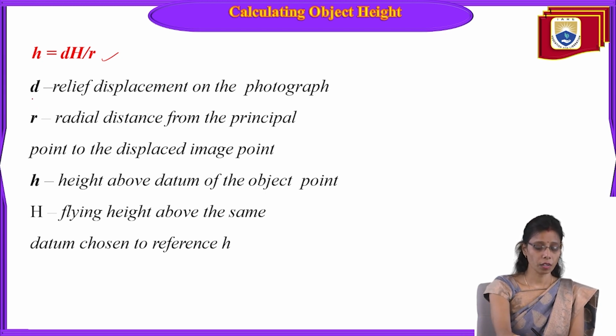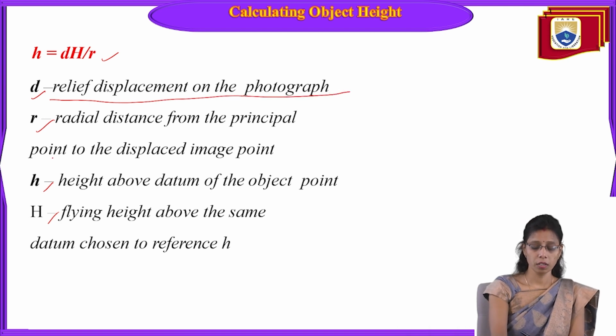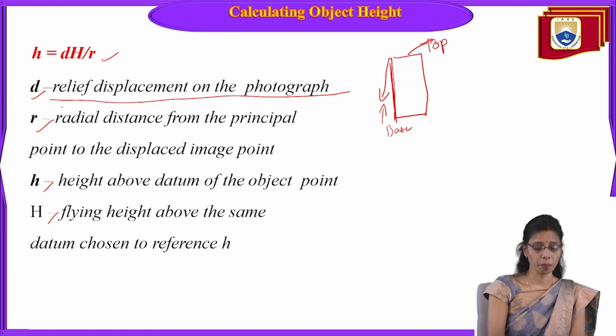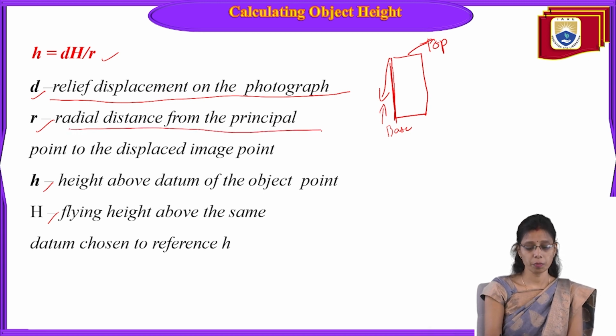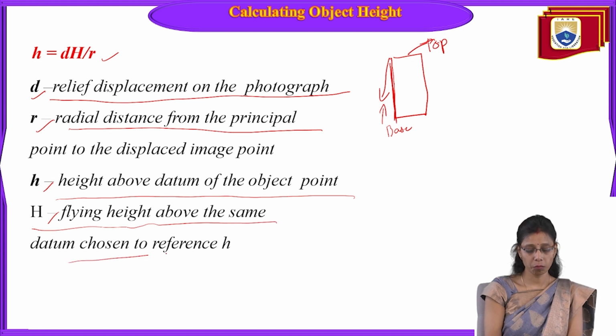Now here, d, r, h, H. What is d here? Relief displacement on the photograph. If this is your building and this is the displacement from here to here, the relief displacement between top and base, how much the measurement is, that is called d. Now r is the radial distance from the principal point. h is the height above the datum of the object point, and capital H is the flying height above the same datum chosen as reference.